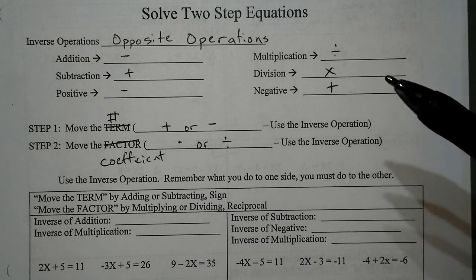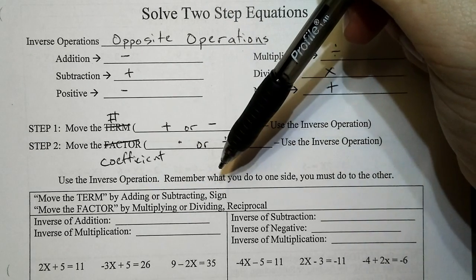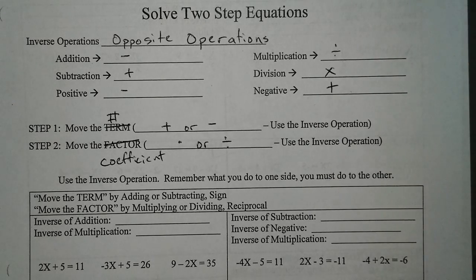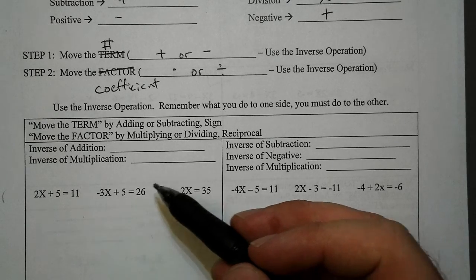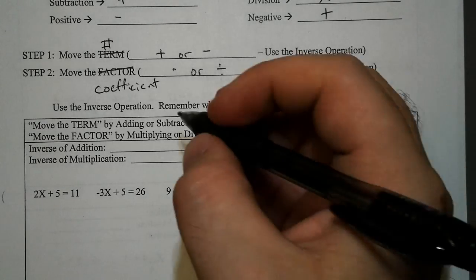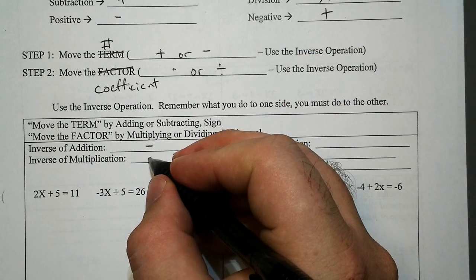So remember, you're doing the inverse operations, and just like what we did yesterday, whatever you do on one side, you have to do on the other side. So, let's look at these first few ones. All of these have either adding or subtracting. The inverse of addition is subtraction. The inverse of multiplication is division.